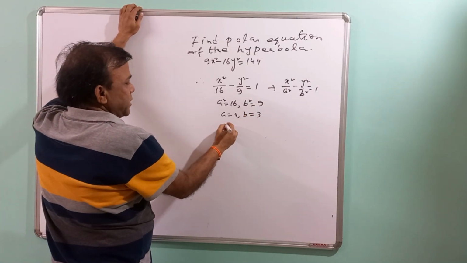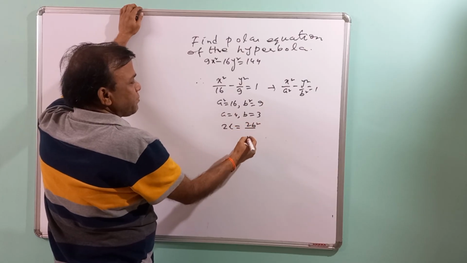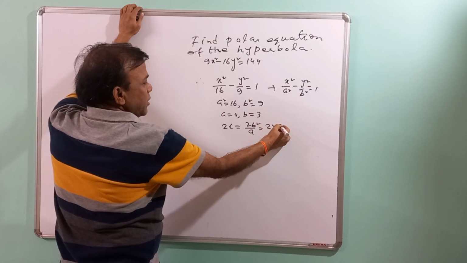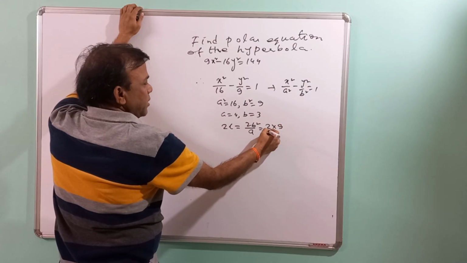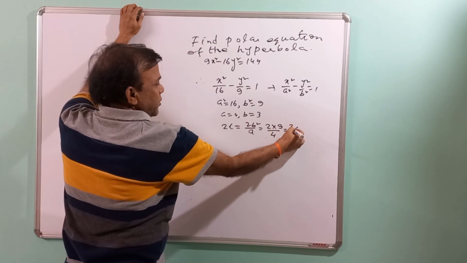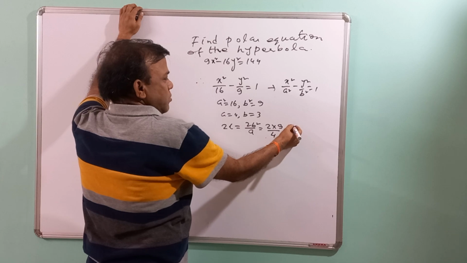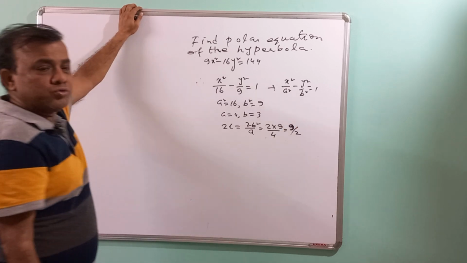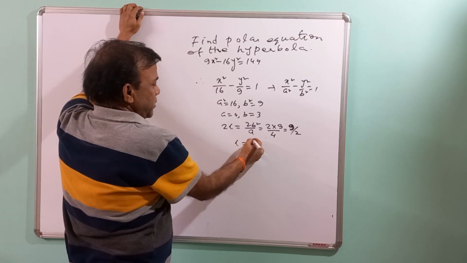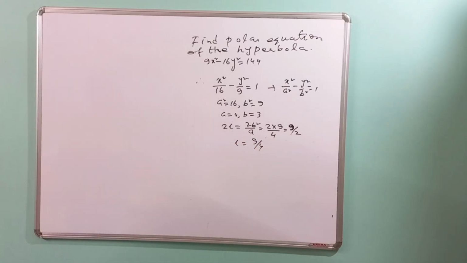Length of latus rectum L equal to 2b square by a. Therefore 9 by 2 here, L equal to 9 by 4. Okay.